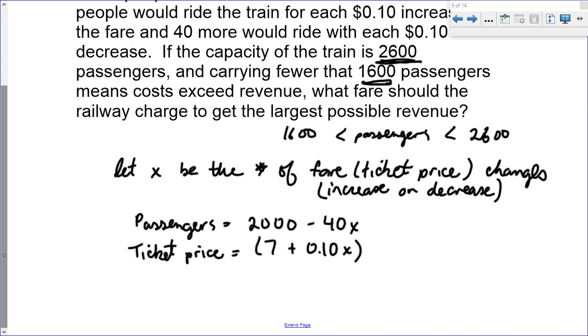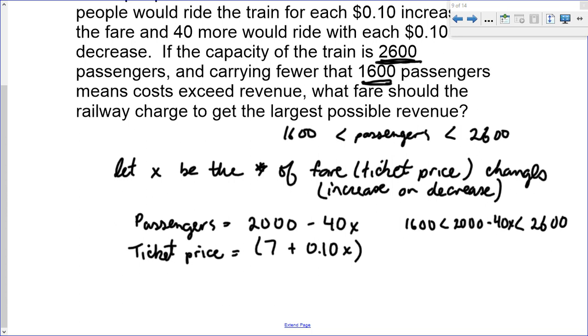Good. Now, before I start the revenue function, I'm going to think about my domain restriction. Remember what I did up here, the passengers. My passengers have to fall in between this interval. This was the passengers situation up here, and the expression for my passengers is 2,000 minus 40x.